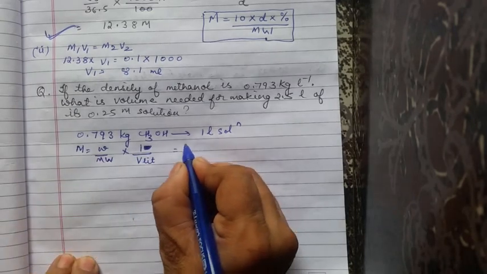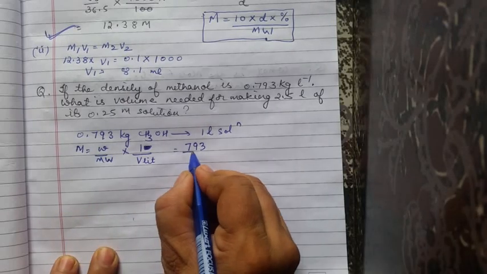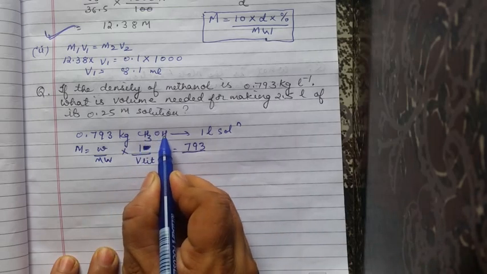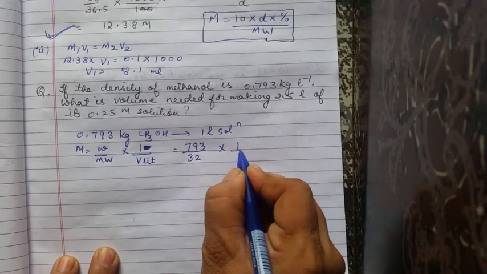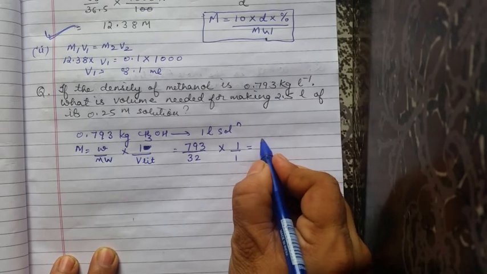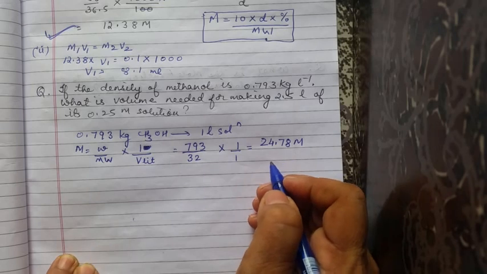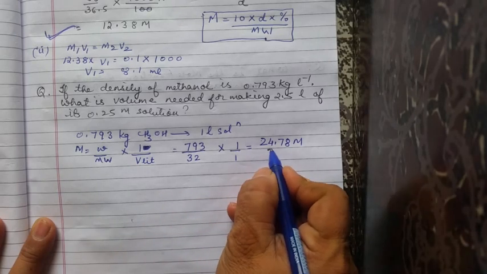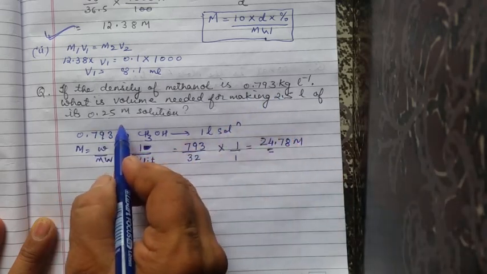If I convert this into grams, it will be 793 grams, because molecular weight we are using in grams. For methanol, what will be the molecular weight? 12 plus 3 into 1 plus 16 plus 1. If I calculate, you are getting 32, into 1 by 1. So if I solve this, I will get the molarity for this as 24.78 molar. Okay, this is the molarity I got. Now further the question is saying that of this molarity, how much volume should I take such that I get this molar and this liter.